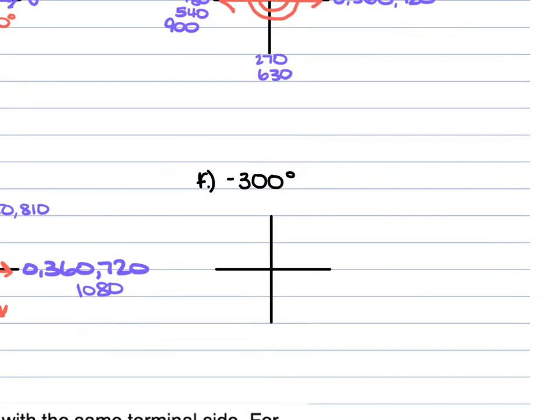For F, we have negative 300 degrees, so we're going to start at 0 here, then go down to negative 90, negative 180, negative 270, and then negative 360. So our initial side is going to be on the positive x-axis, and then that negative 300 is going to be about here. So we're going to go down and around to give that negative 300 degrees.